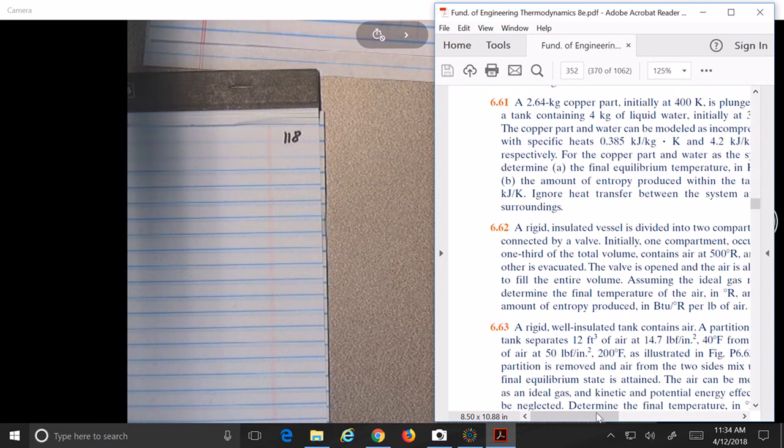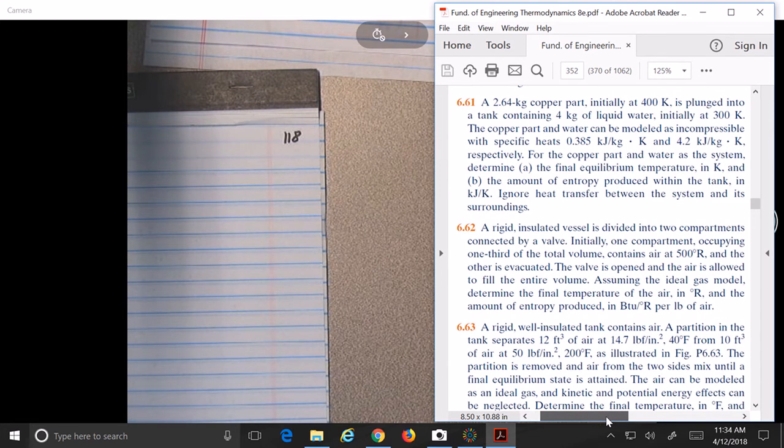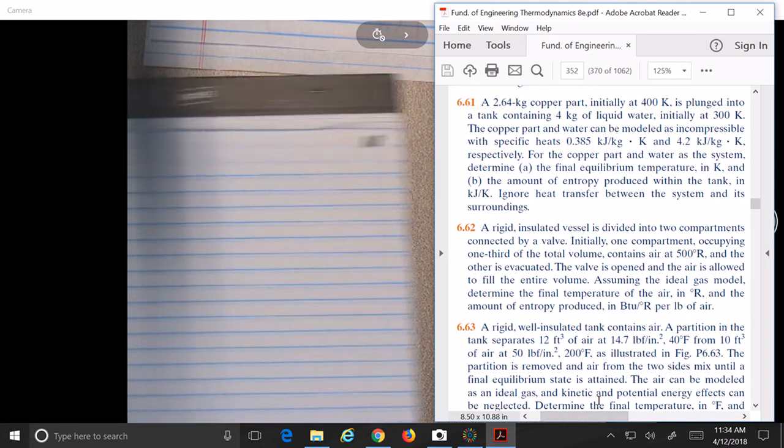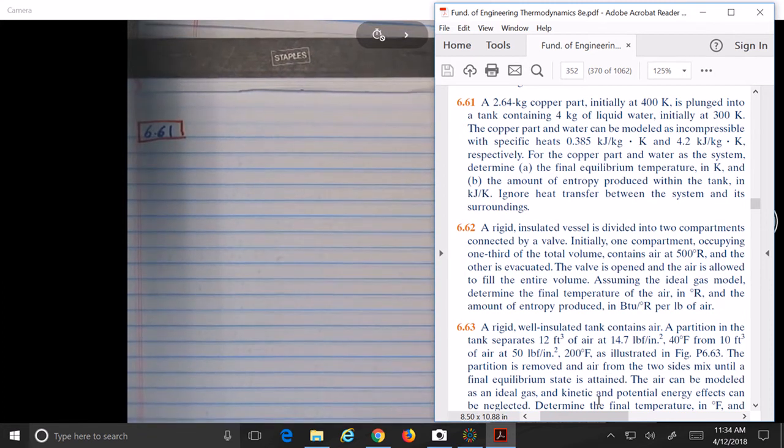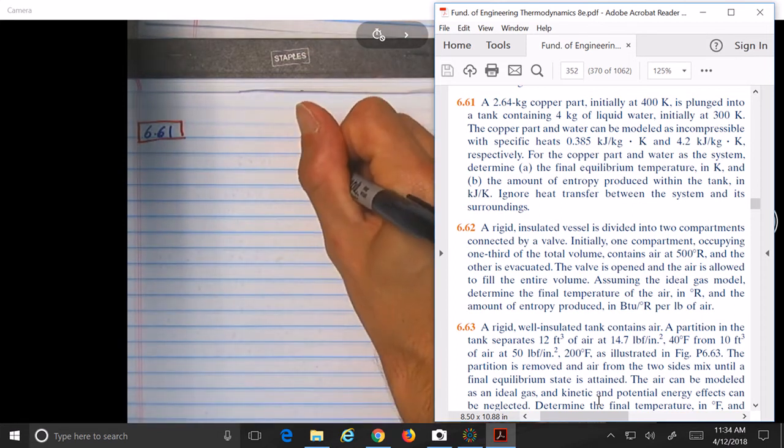Can you read 661 over there, or is it too small? Maybe I can do it a little bit bigger. Alright, let's see if everything's going to fit over here. So 661, we just need to read the problem. A 2.64 kilogram copper part, initially at 400 degrees Kelvin, is plunged into a tank containing 4 kilograms of liquid water.